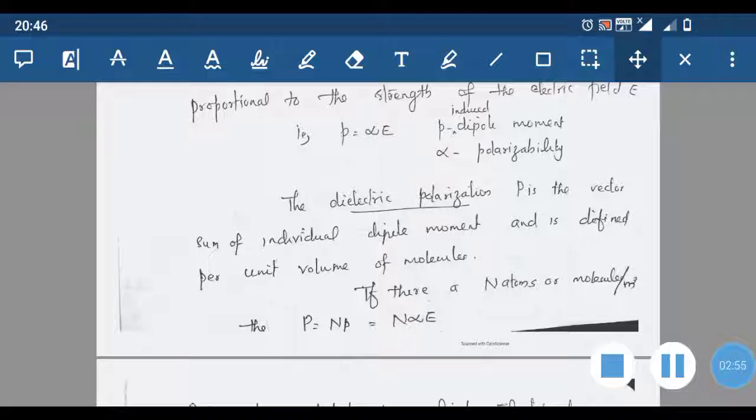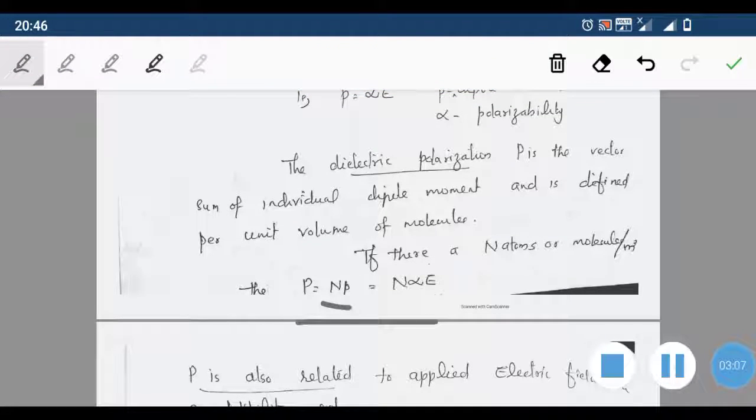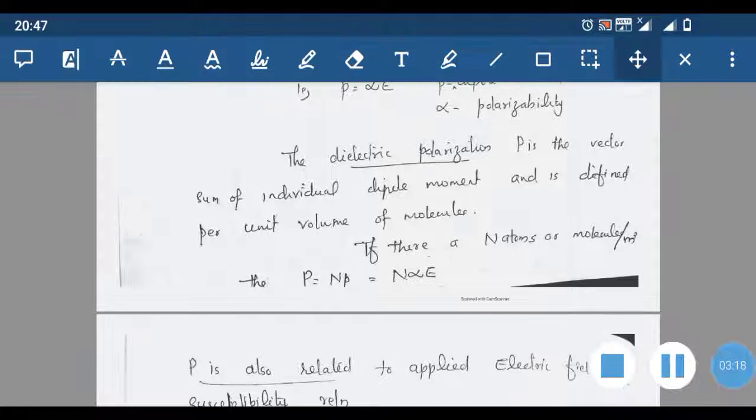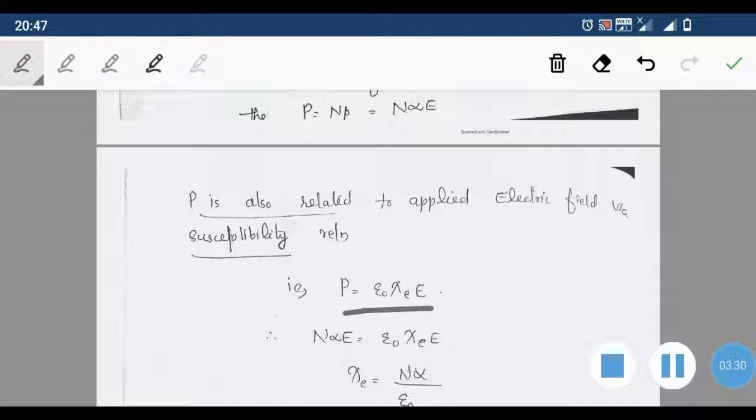So if there are n atoms or molecules per unit volume, per meter cube, then the dielectric polarization P is given by n into small p, that is equal to n into alpha E, and this P is also related to the applied electric field by the susceptibility relation. So for a linear dielectric we have the relation P is equal to epsilon 0 chi E into E.